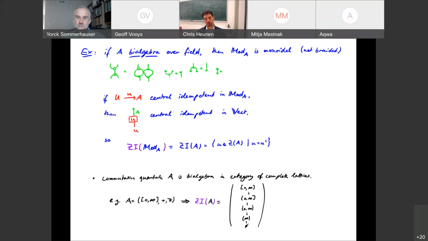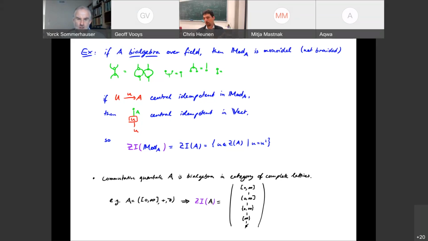In the category of vector spaces over that field, you take a bialgebra. So that is these green pictures at the top, something that comes with a multiplication and a co-multiplication satisfying the bialgebra law, and a unit and a co-unit doing the right things. So I have a bialgebra in the category of vector spaces. I can look at modules for that bialgebra within the category of vector spaces, that will form a new category, modules over A. That thing is monoidal. In general, it's not braided, but it will be monoidal.